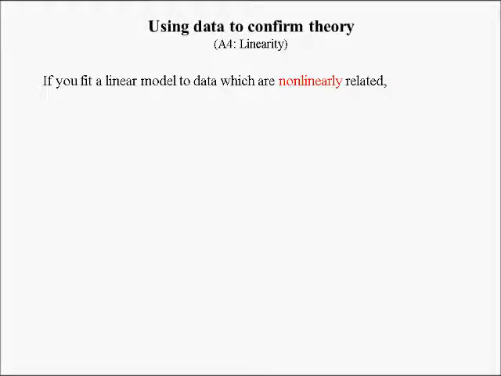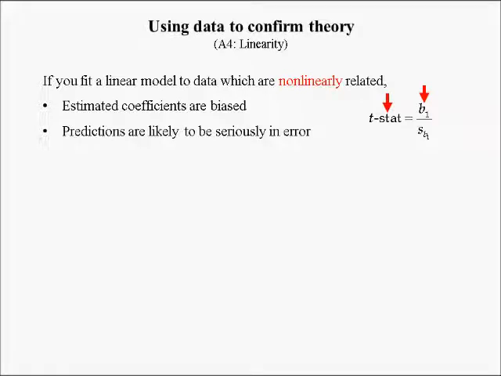Now, if you fit a linear model to data which are non-linearly related, the estimated coefficients are biased. So the coefficients have a problem now. The coefficients are biased. So the coefficient is larger than what it should be, so the t-stat is going to be larger than what it should be. Or the coefficient is smaller than what it should be, and the t-stat is going to be smaller than what it should be. So there's going to be a problem with the predictions, which is going to make hypothesis testing difficult or problematic.